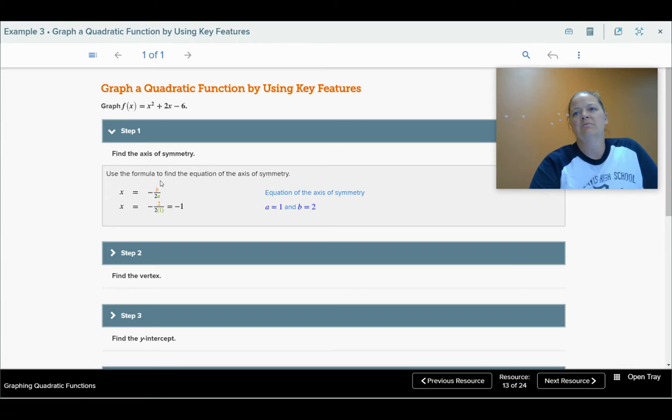To find the axis of symmetry, you use the formula x equals negative b over 2a. In this case, b is 2 and a is 1, because anytime there's nothing in front of our variable, there's that imaginary 1. So we plug that in. So negative 2 over 2 times 1. 2 times 1 is 2. 2 over 2 is 1. So negative 1 is where our axis of symmetry is.